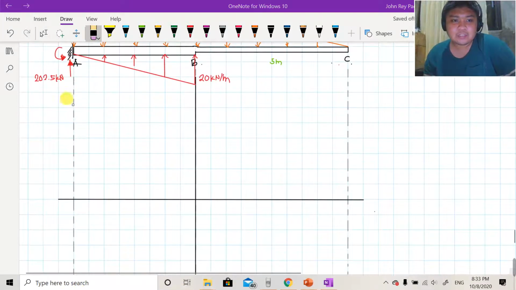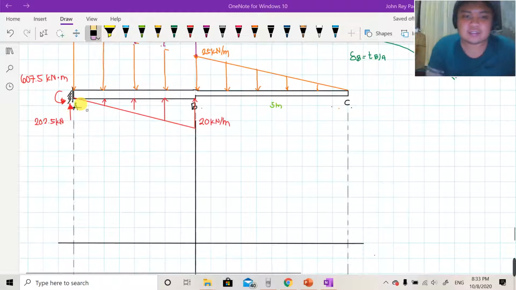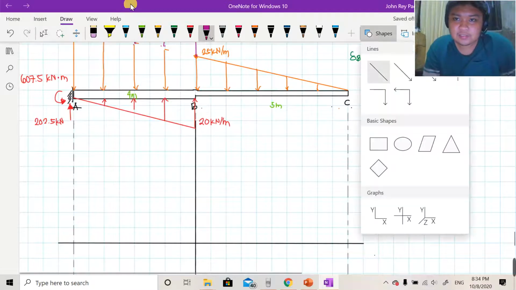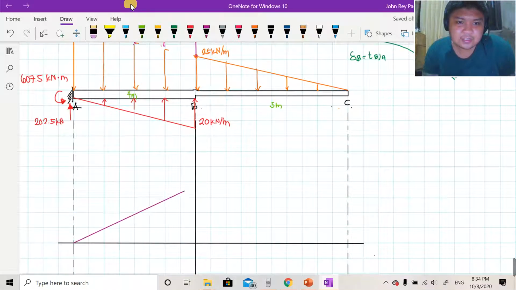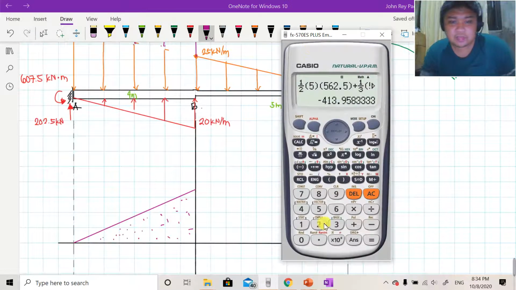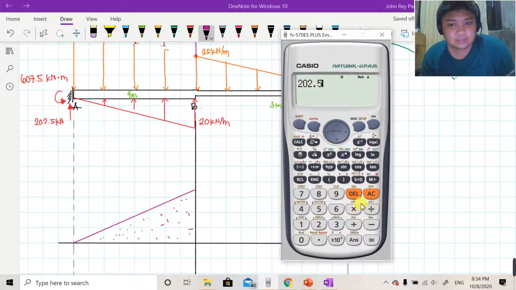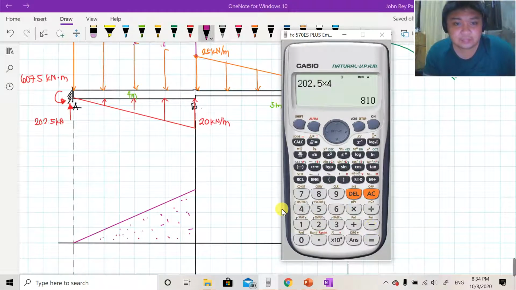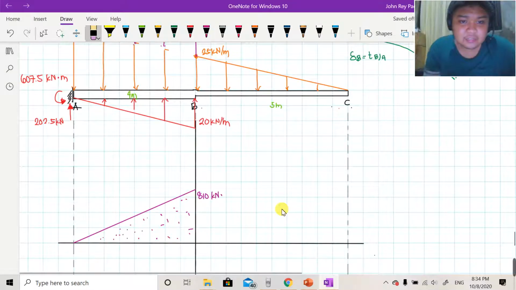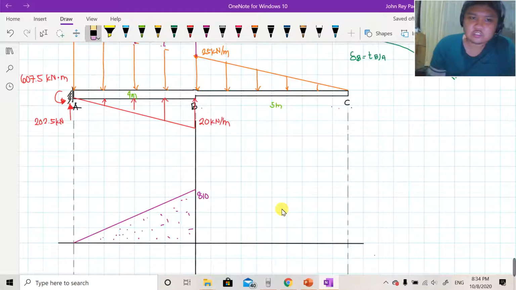So, una, i-consider natin itong ating reaction na 202.5, no? By the way, this is 4 meters, ha. Huwag niyong kalimutan. Since first degree din lang naman 'yon, lagay na natin siya dito. Ang magiging moment niya, class, ay simply 202.5 times 4, 'di ba? So this is 810 kilonewton meter. Kahit wala nang unit, pero usually ang mga unit niyan kilonewton meter.